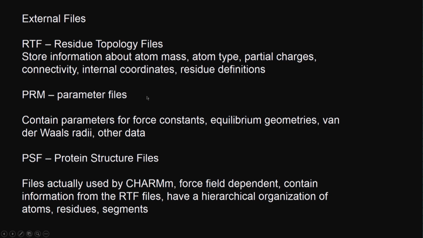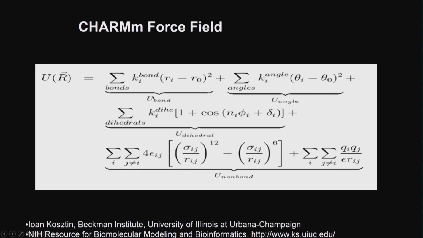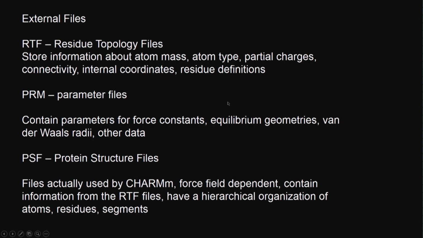Then we have the parameter files, which contain parameters for force constants, equilibrium geometries, van der Waals radii, and other data. So, equilibrium geometry is the geometry it takes when it is in the equilibrium state. Then there is another file called the protein structure file, which is actually used by the CHARMM force field. It contains information from the RTF files and has a hierarchical organization of atoms, residues, and segments. So, these are the files that are necessary if you are running a CHARMM force field.